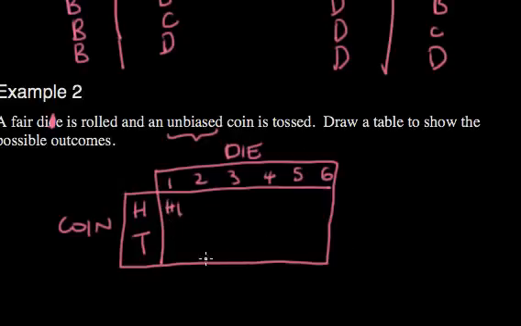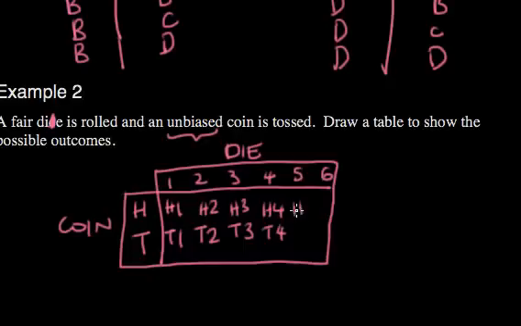And we can fill in this whole table in this way. So this would be a tail and a 1, a head and a 2, a tail and a 2, a head and a 3, a tail and a 3, and so on. So this is the most efficient way to fill in the table, to show you've got coins on one side and the die on the other. And that is the table, so it's as simple as that.